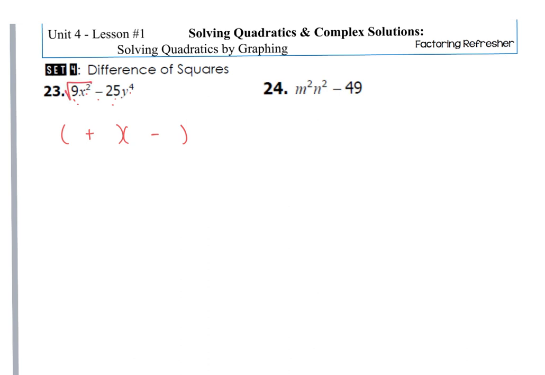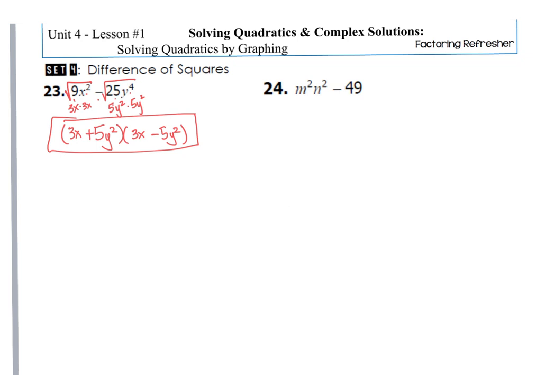I take the square root of that whole thing, 9x squared. The square root of 9 is 3. The square root of x squared is x. So that was a 3x times a 3x. We put one of those 3x's in each of the parentheses. And then I'm going to take the square root of 25y to the 4th. The square root of 25 was 5. The square root of y to the 4th, you divide the exponent by 2 to take its square root, by the way. So that would be y squared. So that was 5y squared times 5y squared. So we just put one of those in each set of parentheses. And we're done. It's 3x plus 5y squared times 3x minus 5y squared.